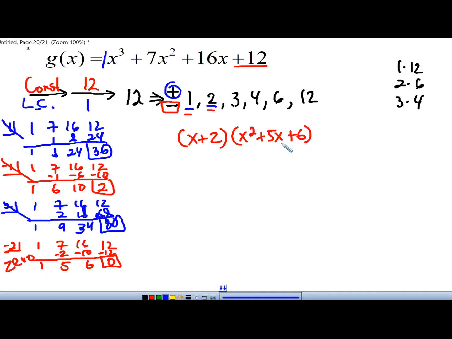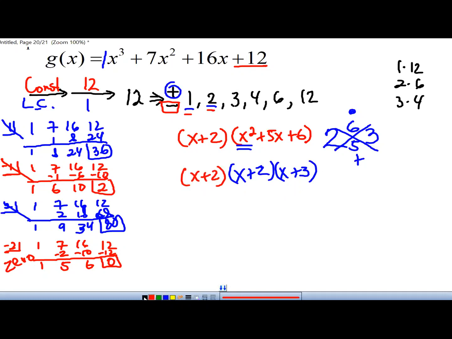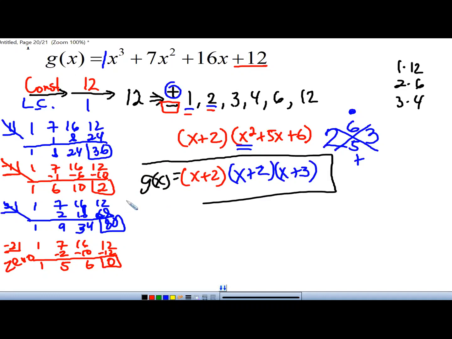Next, can we factor this trinomial? Let's find out. 6, 5. Factors of 6 that add up to 5. Oh, 2 times 3. What is 2 times 3? 6. What is 2 plus 3? 5. So let's factor this trinomial. This x squared becomes x times x, positive 2, positive 3. Bring down the divisor that we started with, which is x plus 2. And we write that as a function, which is g of x. And this is our equation. Woo, let's go.